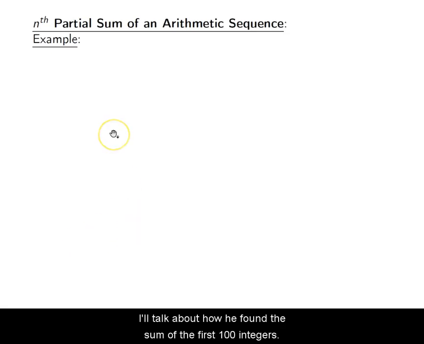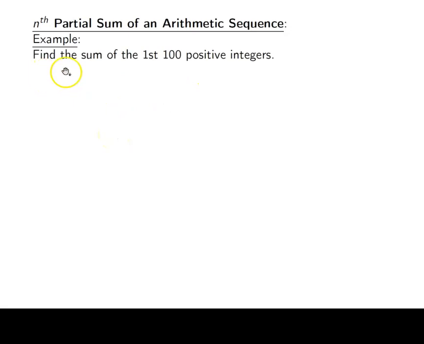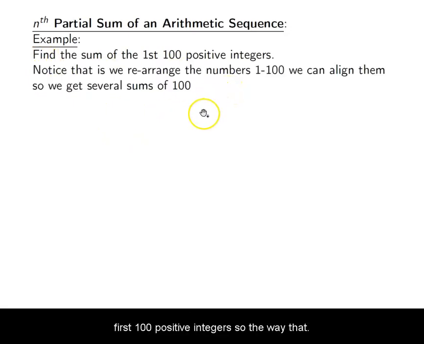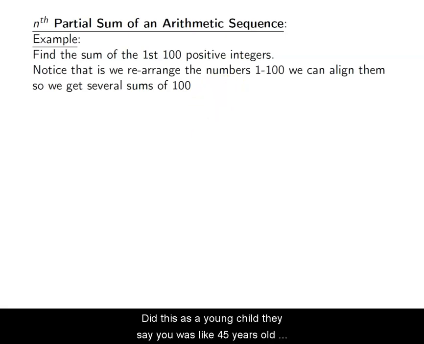We'll talk about how he found the sum of the first 100 integers. Okay, so that's going to be our example. Find the sum of the first 100 positive integers. So the way that Carl Gauss did this as a young child, they say he was like 4 or 5 years old, was that he rearranged the numbers. He understood that there's a relationship between the numbers from 1 to 100.